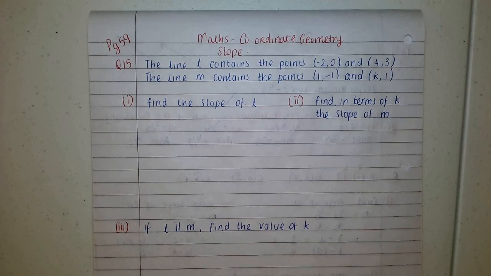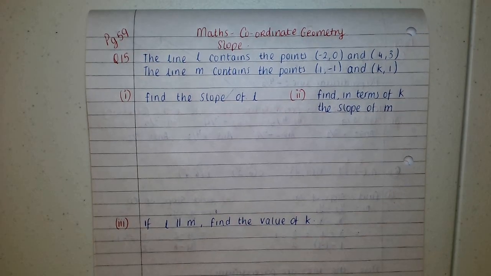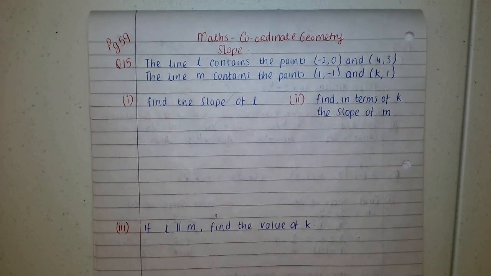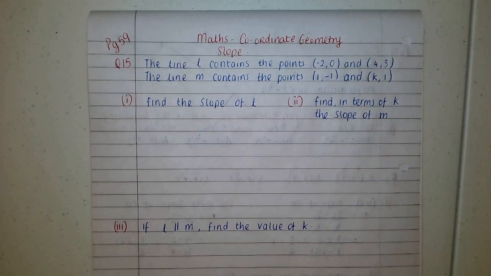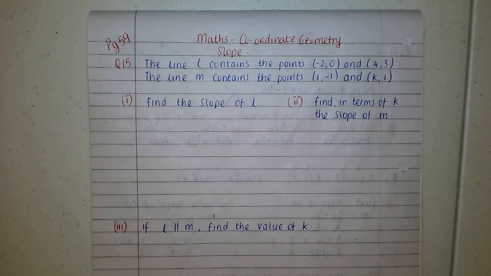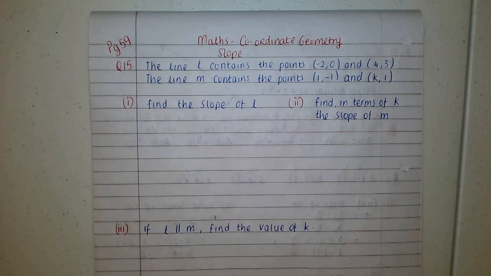In this question we are given the line L containing the points (-2, 0) and (4, 3), and we're given another line M which contains the points (1, -1) and (k, 1). The first question is straightforward. It asks us to find the slope of L.